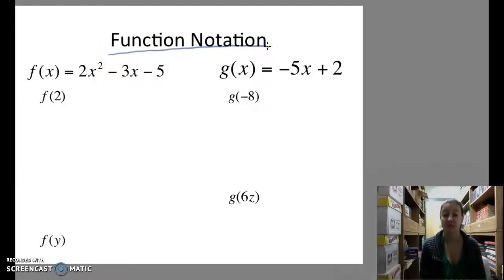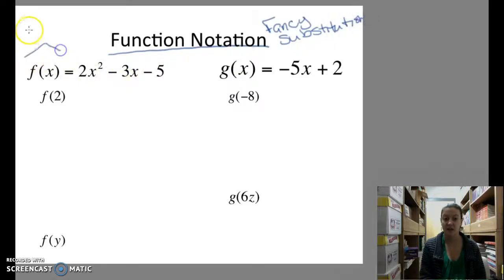Okay, so today we're going to start going more into algebra and function notation. Function notation is something that you did last year. It's really just fancy substitution. F of x is the same thing as saying y. It's the function of x. It's the output.